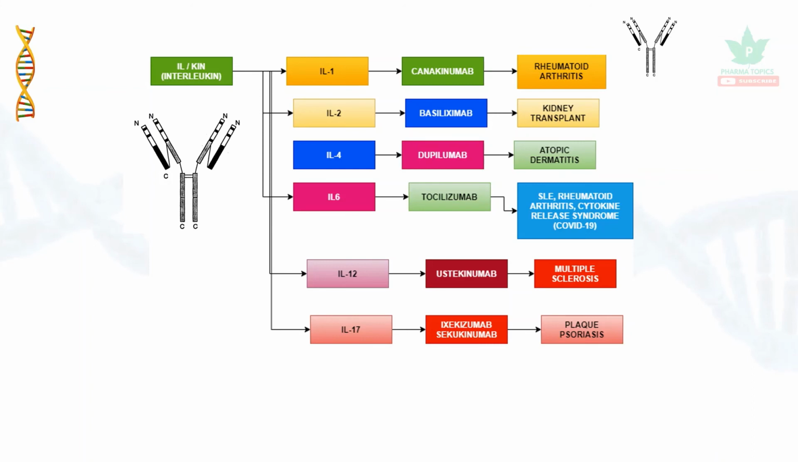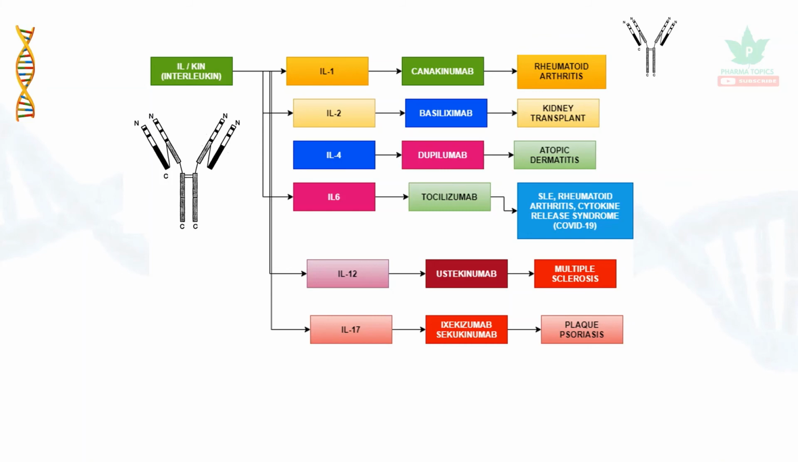Canakinumab is targeting IL-1, given for treatment of rheumatoid arthritis. Basiliximab, an IL-2 receptor antagonist, is given for kidney transplant. Dupilumab is targeting IL-4, given for atopic dermatitis. Tocilizumab is very famous nowadays in the COVID era, given for reducing the cytokine release syndrome.